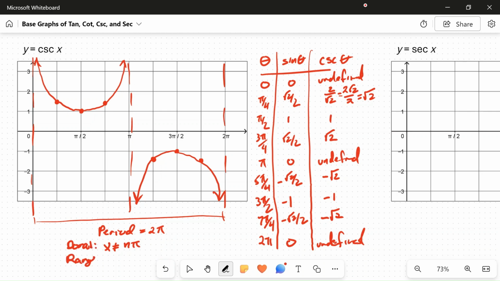What would our range look like? So the graph goes upwards to infinity, and as we come down, we stop here at 1. There is nothing on this graph between 1 and negative 1, and then it goes down to infinity. So our range would be from negative infinity to negative 1, unioned with 1 to infinity. Okay, so it's a little different.